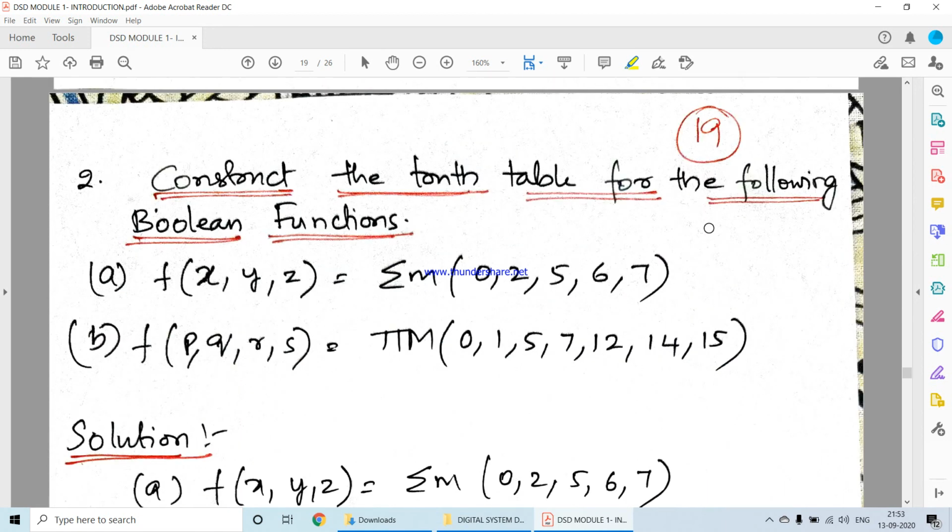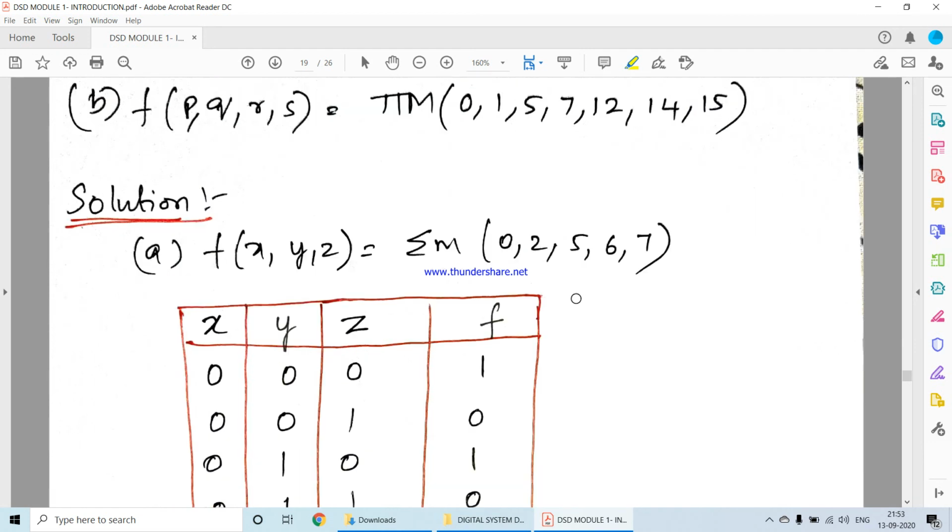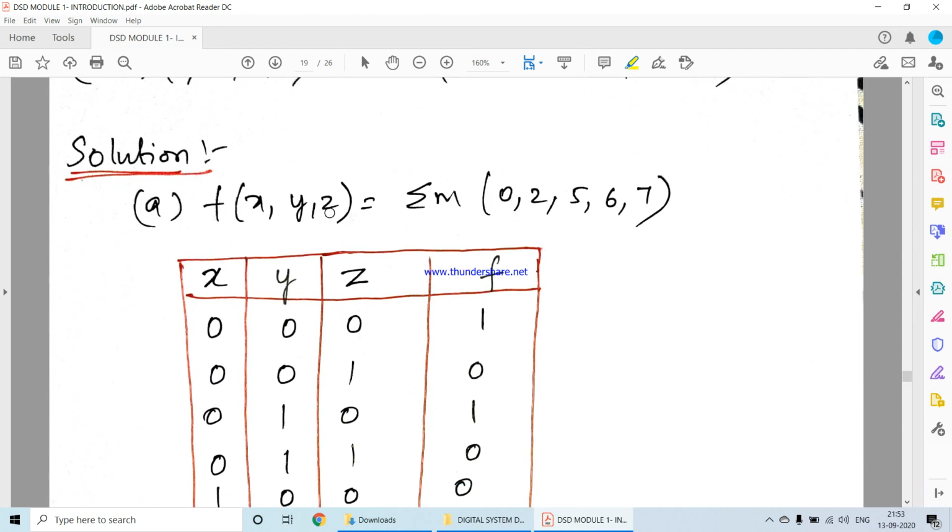Okay, now construct the truth table for the following Boolean function. That is what we are seeing here. So what will I get? F of x, y, z equals summation m of 0, 2, 5, 6, 7. So here minterm says 1 is the normal form and 0 is the complemented form. So for whichever numbers are in the bracket, you are going to represent the output as 1 and the others as 0.